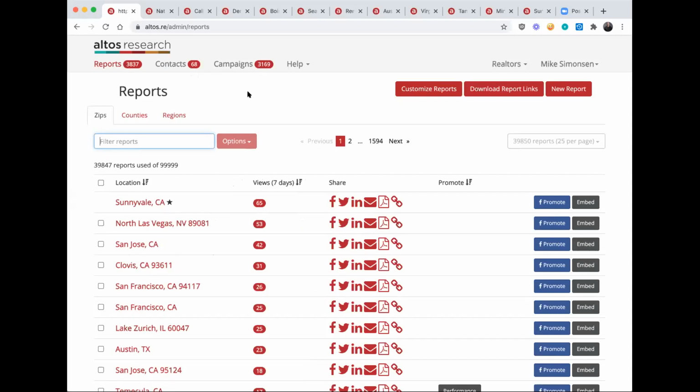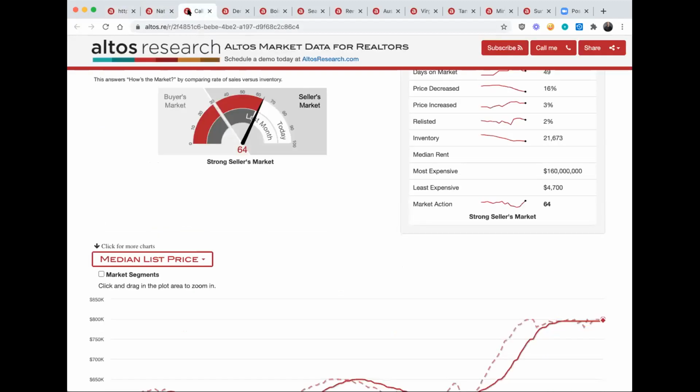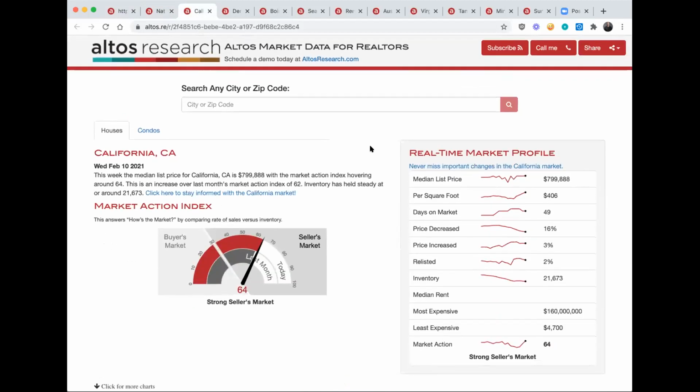So as I was mentioning, you have a listing alert that you're sending to your database. If there are no listings, especially none in your price range, what are you going to send? Market data is what we send, and it gets very high open rates. I won't spend too much time on it right now, but that's how you get this data into your clients' hands every week. Here's California. Let's dive into some local.